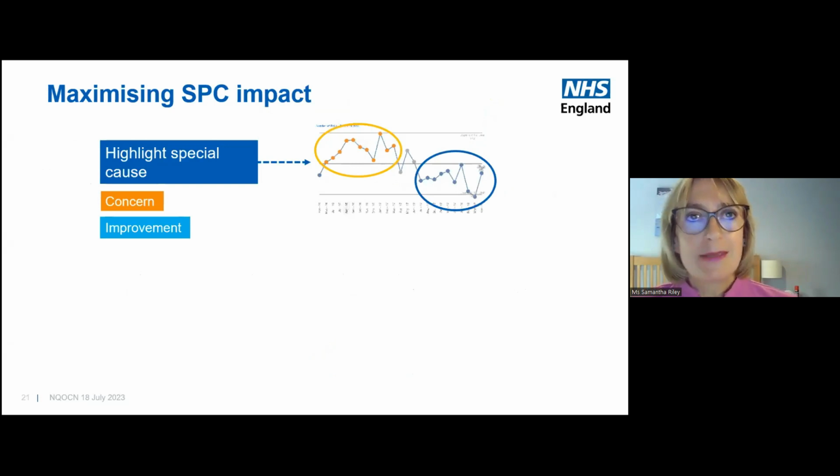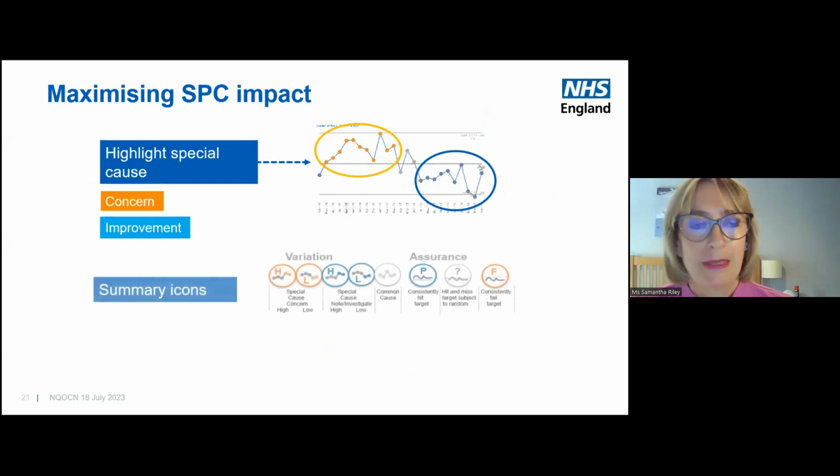So in terms of maximising the impact of the charts, we've got the colour convention that I've mentioned to you already. So orange for concern and blue for improvement. Grey dots just means there's natural variation that we shouldn't overreact to. How do we avoid having lots and lots and lots of charts? Because that's probably not helpful. We've come up with the idea of using summary icons to summarise the important messages from the data. So the variation icon tells us what's happening to variation.